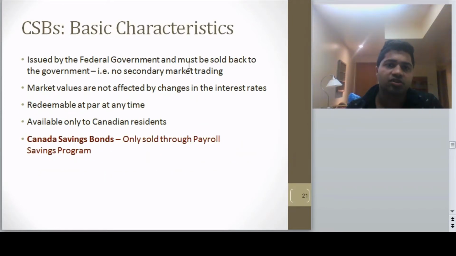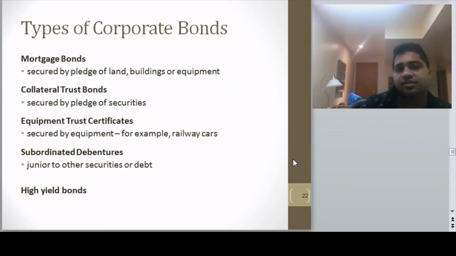Canada savings bond issued by the federal government must be sold back to the government. No secondary market trading is there. Market values are not affected by changes in interest rates. They are redeemable at par. Canada savings bonds are only sold through the payroll savings program and are available only to Canadian residents.